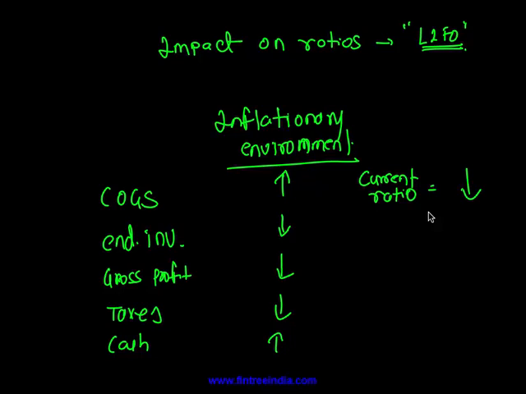These are contrasting effects, but the impact of inventory would be higher than impact of cash. Inventory would be lesser by larger amount, cash would be higher by smaller amount, and therefore current ratio would be lower. Then inventory turnover ratio. This ratio would be higher. Why? Because your COGS is higher and your ending inventory is lower.